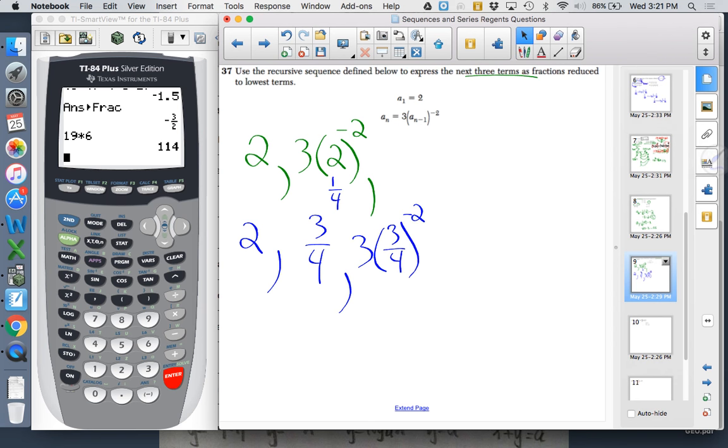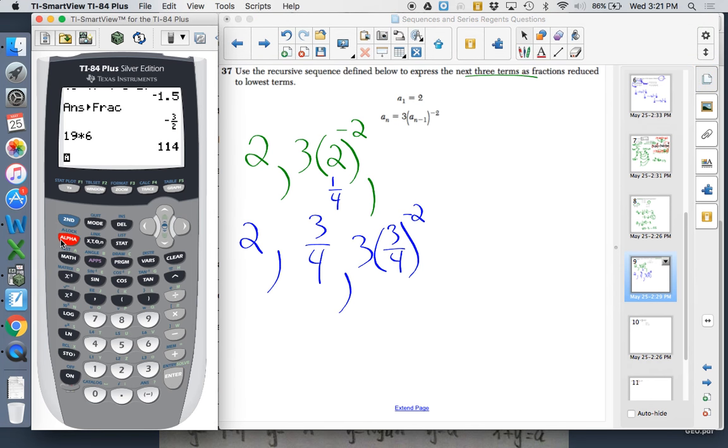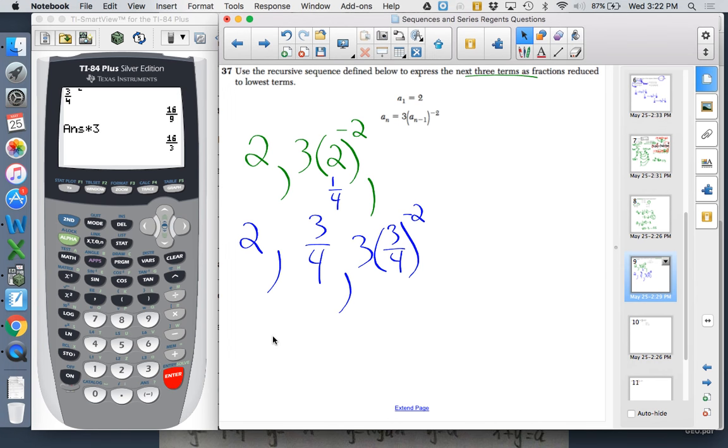You can do that in your calculator. Here it is. Let's put it in parentheses. Parentheses, grab that fraction, 3 over 4, wrap it up, put it to the negative 2. I don't know why I didn't do this the entire time, but I times 3 for that, because there's a 3 out front. 16 over 3 is what my third term is.